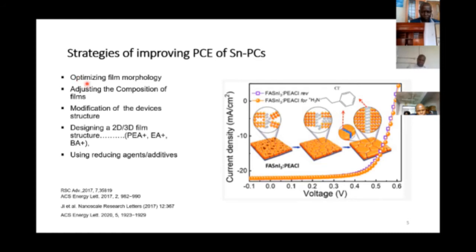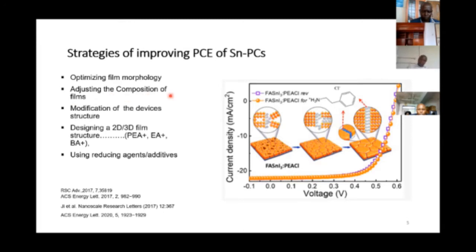Now, using the anti-solvent dripping method and the mixed-solution method, you'll discover that at least the coverage of the film will be better. And thus, we reduce the chances of having poor film morphology or a film with so many pinholes.